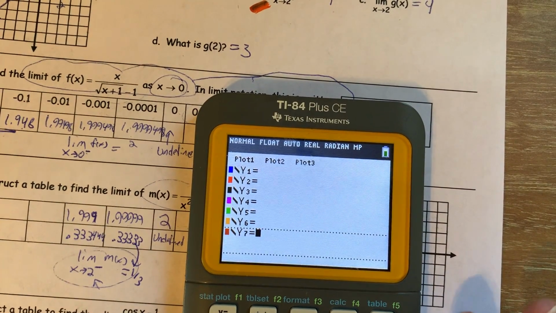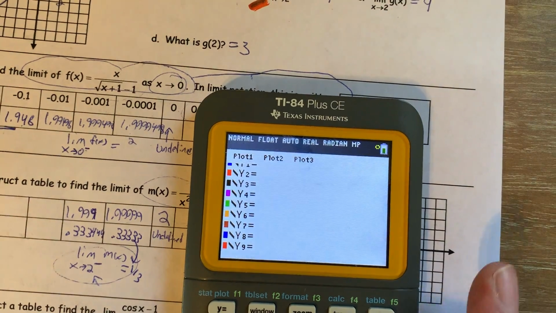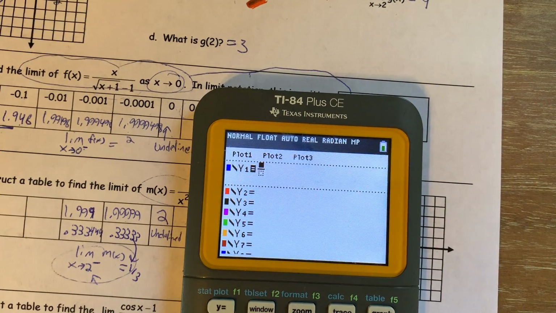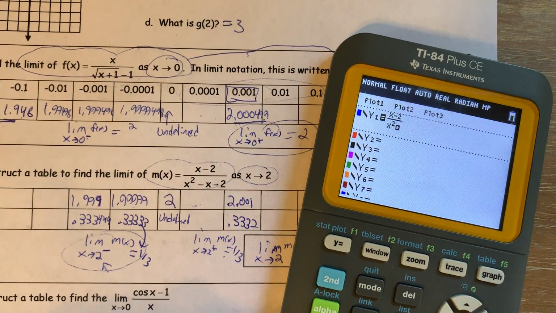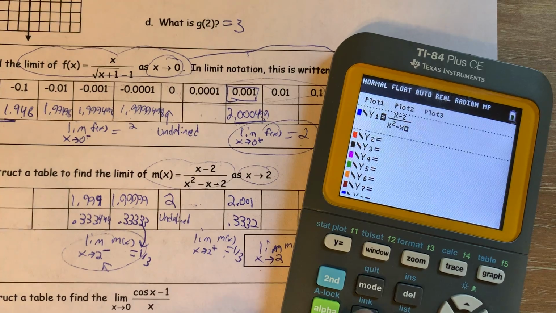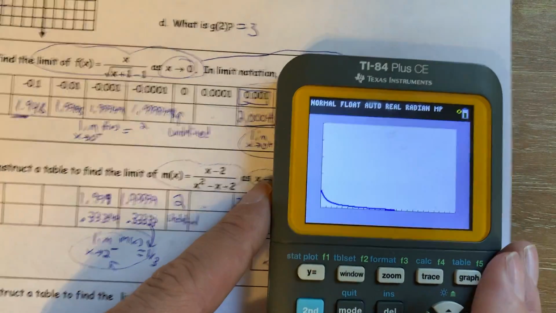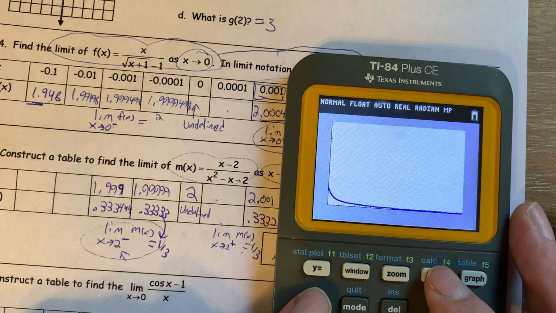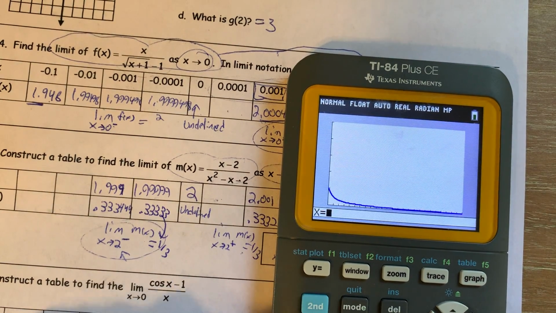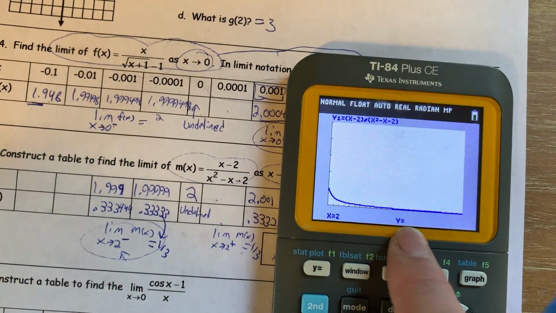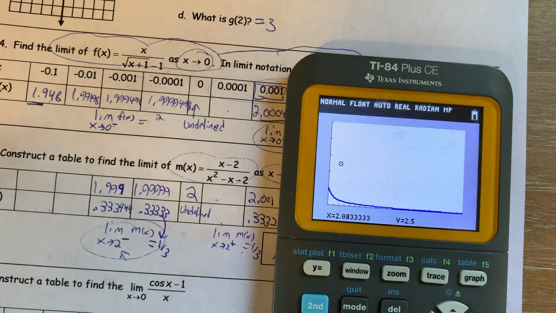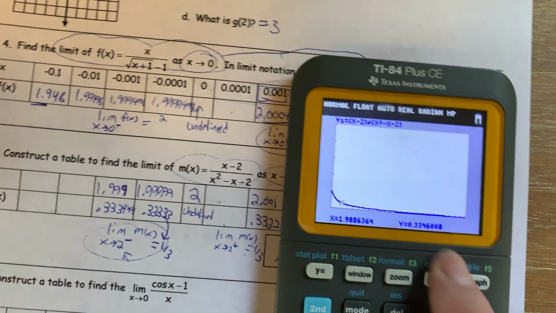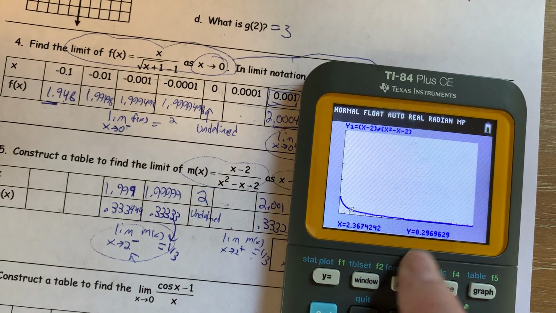Oh, I have some other things in here from another day. Okay, cool. So let's put in this graph of m of x. It's x minus 2 over x squared minus x minus 2. And when I graph it, I can see that as x gets close to 2, I'm going to put the value button. When I put in x equals 2, there is no y value. But when I go just a little bit to the left of 2, the y value is getting close to a third. And when I'm a little bit to the right of 2, the y value is a third.